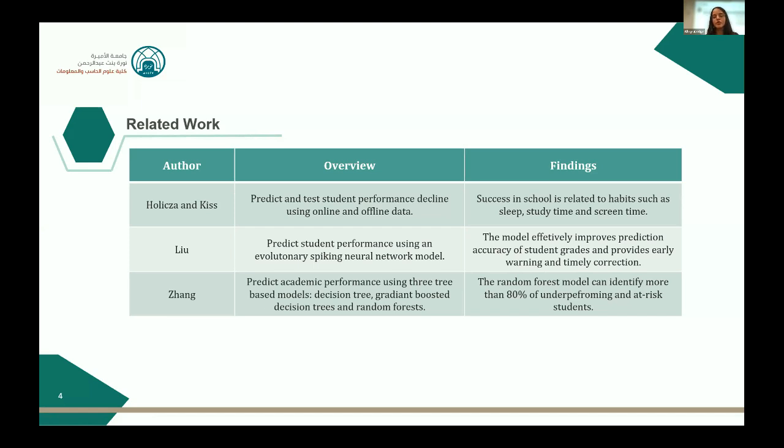Another study wanted to predict student performance using an evolutionary spiking neural network model. And in our research, we also used a neural network, not the same type, but a neural network. The model was found to effectively improve prediction accuracy of student grades. And then Zhang wanted to predict performance using 3 tree-based models. We also used 2 tree-based models in our research. And random forest models can identify more than 80% of underperforming and at-risk students.